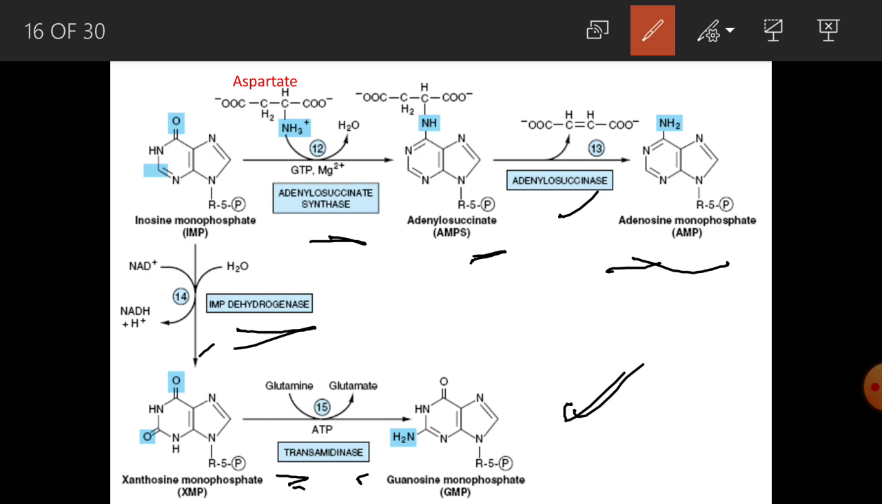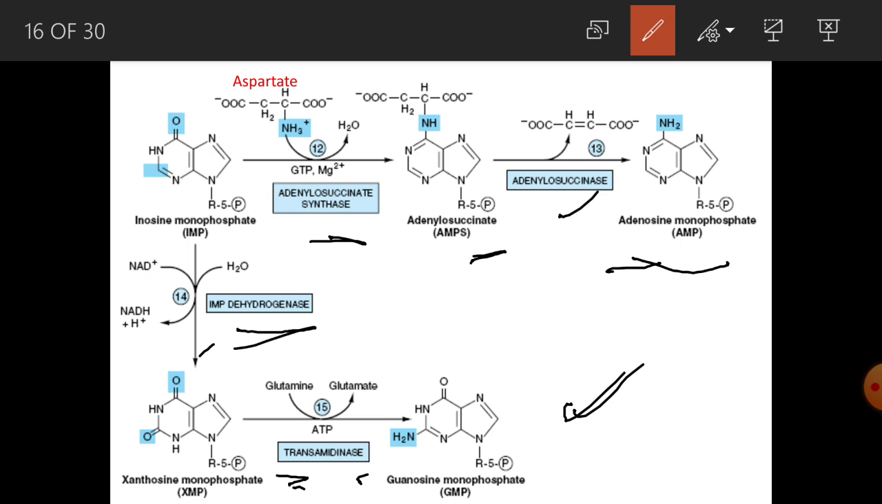So, after inosine monophosphate, in GMP formation we are getting xanthosine monophosphate. So, when you see XMP, do not get confused, immediately think about guanosine monophosphate GMP. So, this can be a very good quiz question for you. Then regulatory control of purine biosynthesis.